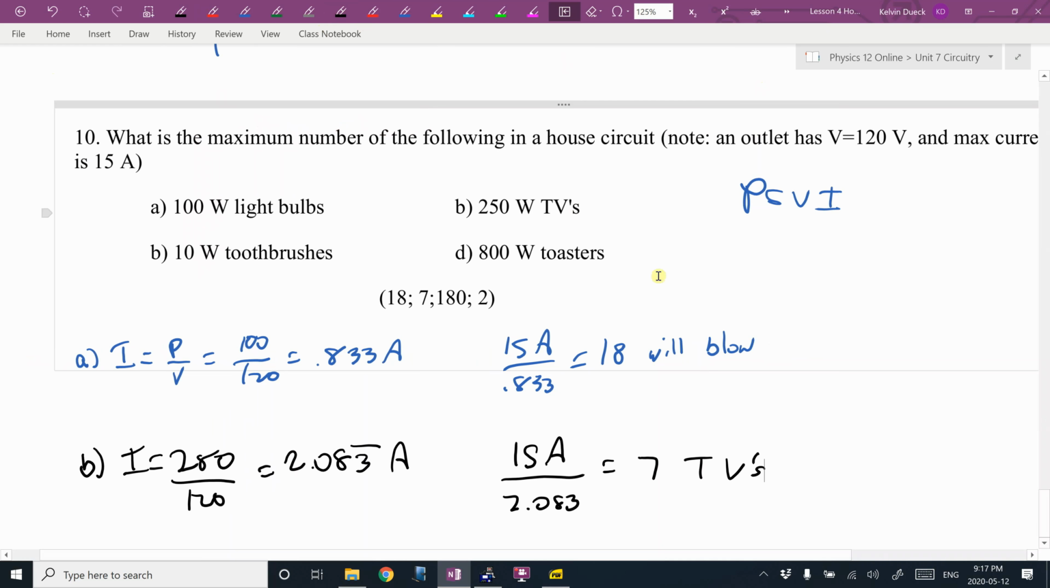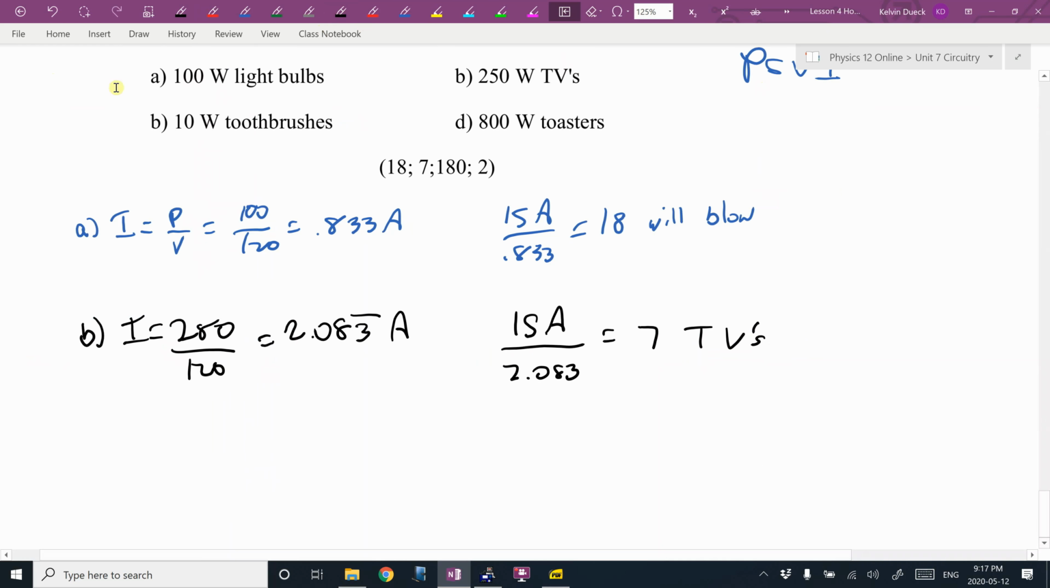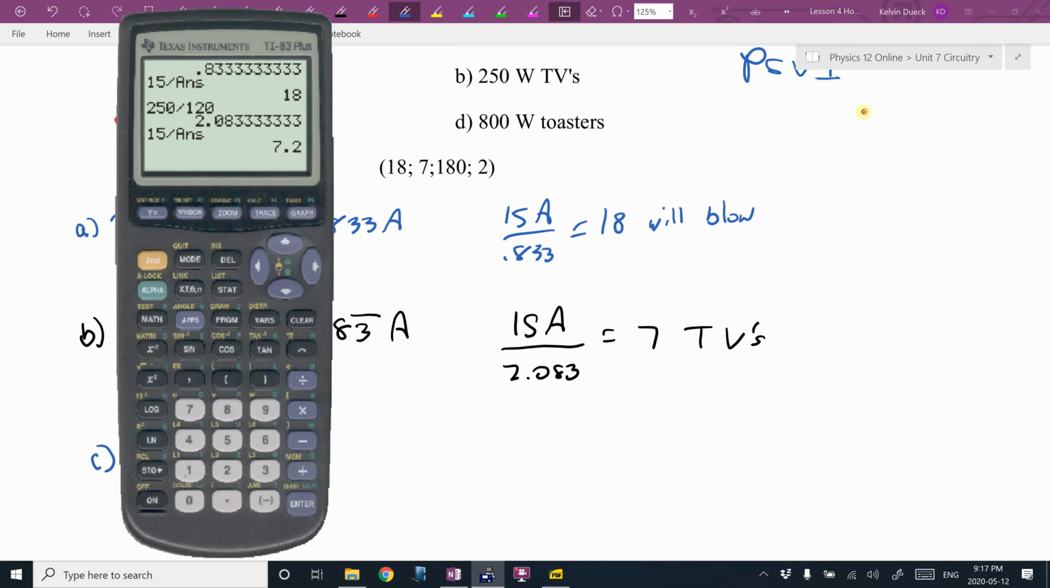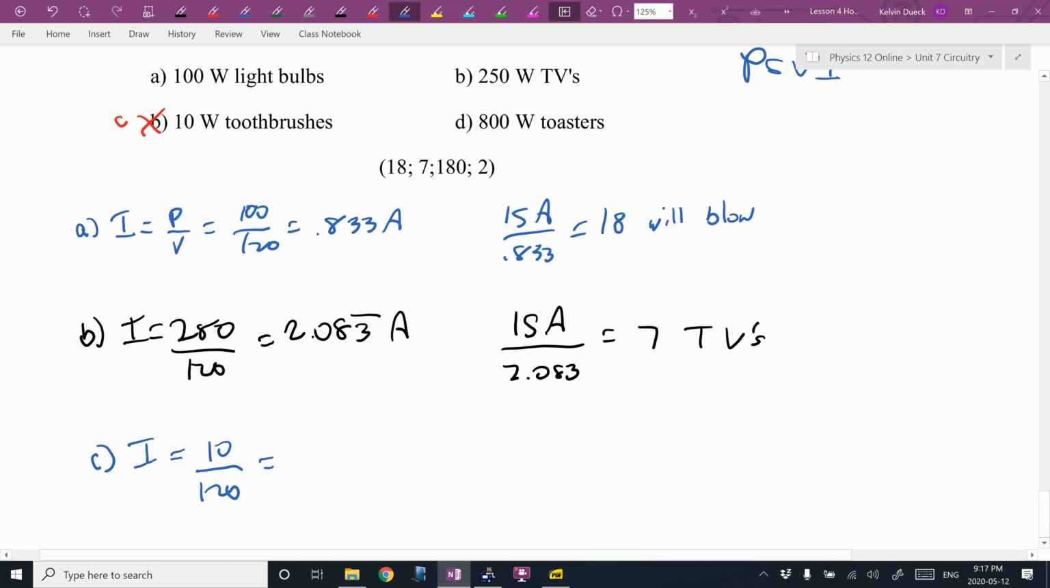Oh, and then I got a second B. I should fix that. Oops. Here, let's call this part C. C, how many 10-watt toothbrushes? I is going to be 10 divided by 120, which is not going to be a very big number. 0.083 for each one. 15 amps divided by 0.083.